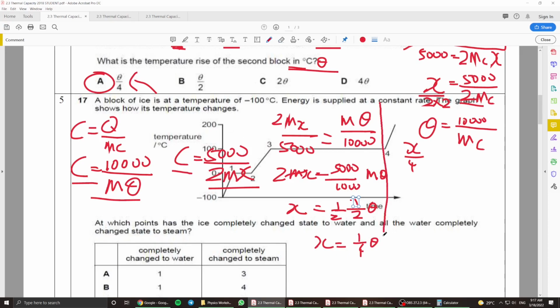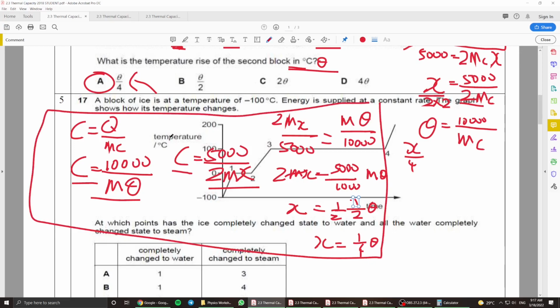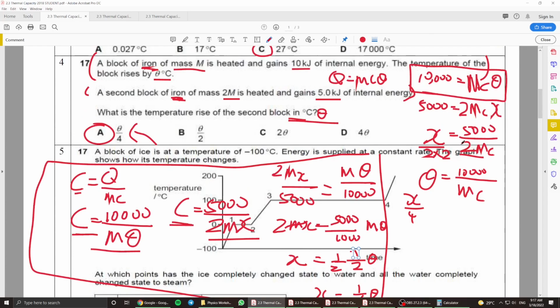So it depends on which method you want to use. You can either equate both of the C's together since they are of the same material, or you could just compare the first equation with the second equation here. Then you'll be able to find that the theta is going to be divided by 4. Okay?